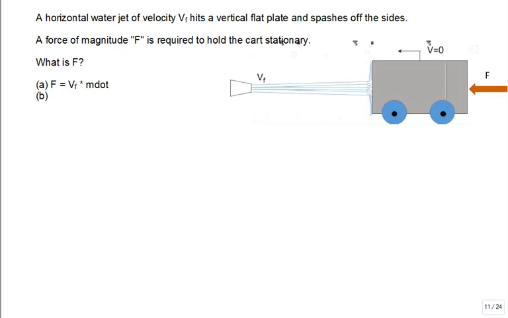A horizontal water jet of velocity v sub f comes out of this nozzle, which is at rest, but it's coming out at a speed v sub f, hits a vertical flat plate and splashes off the sides. A force of magnitude F is required to hold the cart stationary.